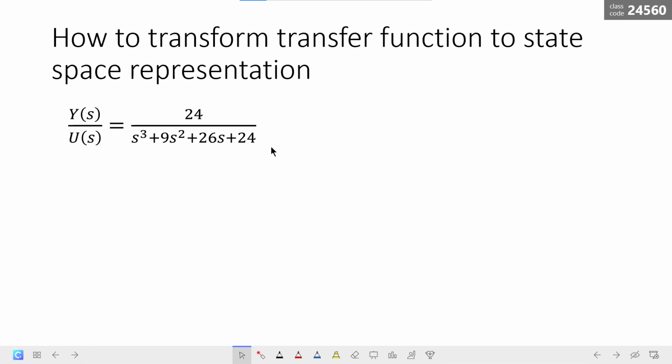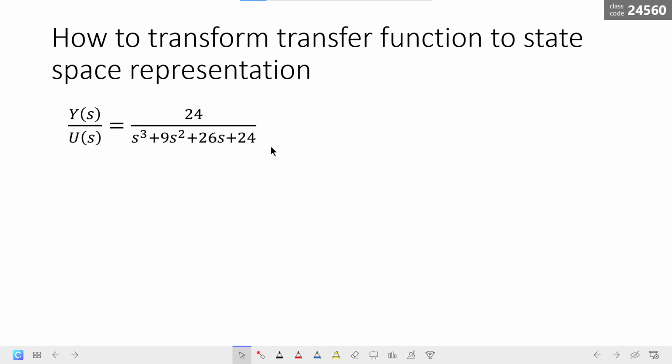The next point is how to transform a transfer function to a state space representation. This can be new to you. State space representation, you're going to see it from the next lecture. In the next lecture I will introduce applications of first and second order differential equations first, and then after that you will see the whole lecture is about state space. We use state space representation to describe systems, and that is for multivariable systems.